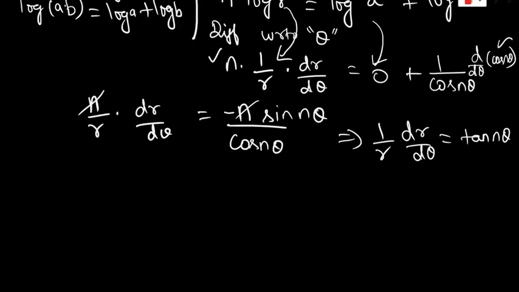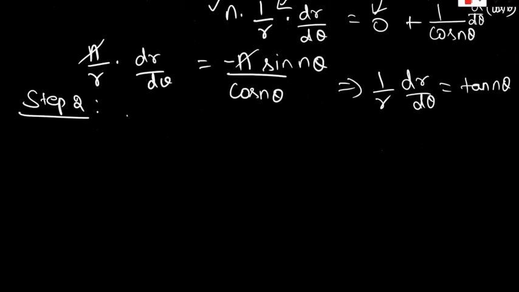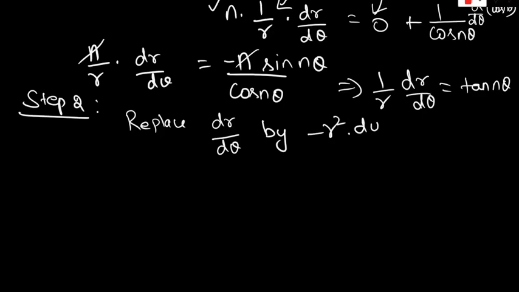Now your step 1 is over, that is, we differentiated with respect to theta. Now step 2 is to replace dr by d theta, now that we got the differential equation, by minus r square into d theta by dr. The procedure is the same. After replacing, this differential equation we will again integrate to get the required orthogonal trajectory. Correct?